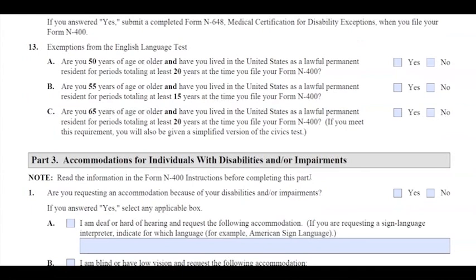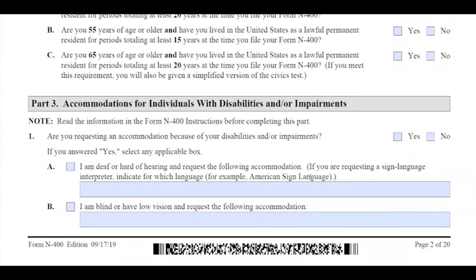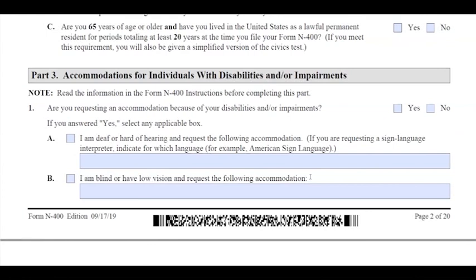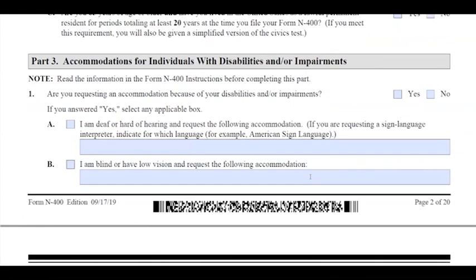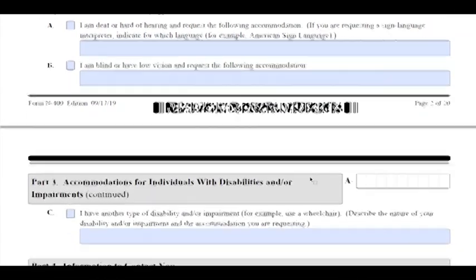Part 3 is very important, and it has to do with accommodations for individuals with disabilities and or impairments. If you have a disability, this part applies to you. Make sure that you answer all the questions properly.